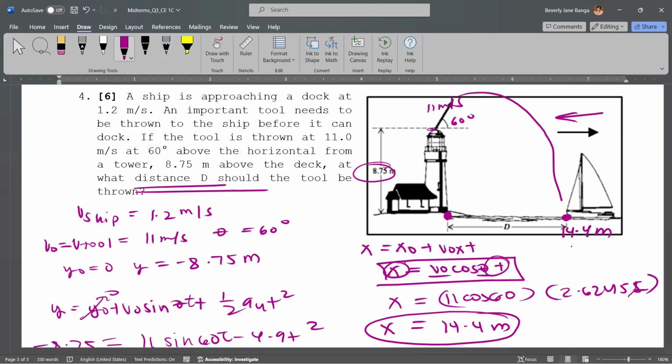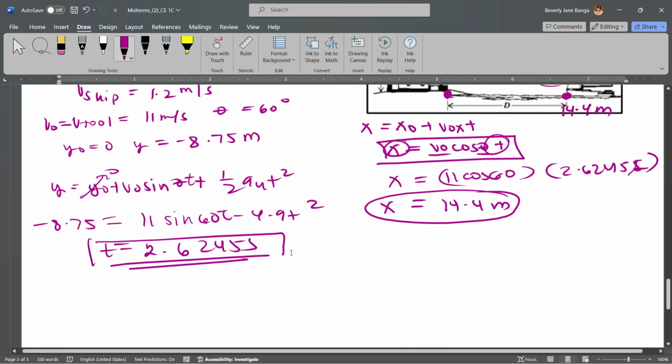Pag tinapon mo yung tool, at the time na nakita mo na yung ship ay nasa 14.4 meter na, nakagalaw na yung ship, hindi pa nalalaglag yung tool. No? So, nakalampas na yung ship mo, hindi pa nalaglag yung tool. Kasi take note, it will take 2.62 seconds before the tool can reach the water. And in that 2.62 seconds, take note, the ship is moving 1.2 meter per second. So, tignan natin gaano ba kalayo.